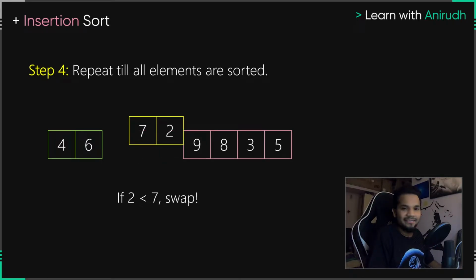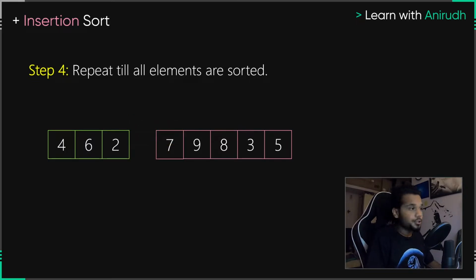What are the next two elements? The next two elements are 7 and 2. Is 2 less than 7? Of course it is. What do we do if 2 is less than 7? We swap them. Instead of 7 and 2, now we have 2 and 7. So once you have done the swap, what do we do? You add it to the sorted array. So boom, 2 goes to its new place.